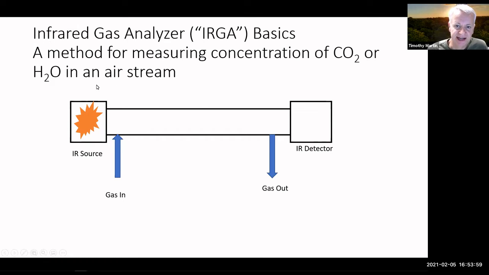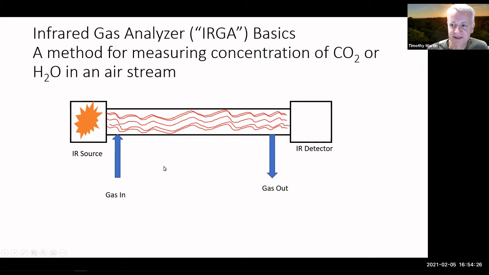And this is the basic design of an infrared gas analyzer. So what we have here is an infrared source, and then a hollow tube here, and then an infrared detector. And then we have a port. We can put gas into that tube, and then of course a port where the gas can leave the tube. Okay, so the way this works is that the infrared source shines infrared radiation through that tube to the detector. The detector can detect how much infrared radiation is reaching this side of the tube.